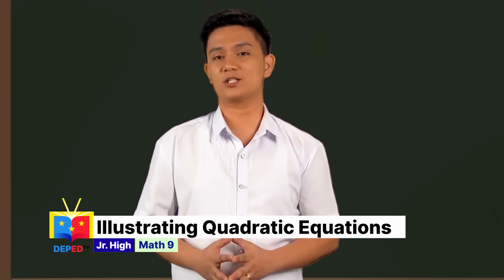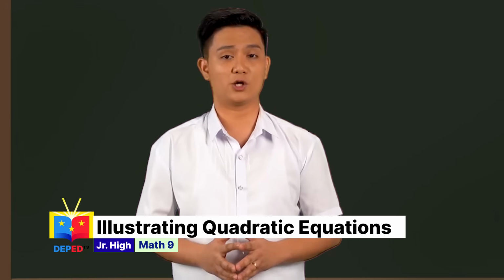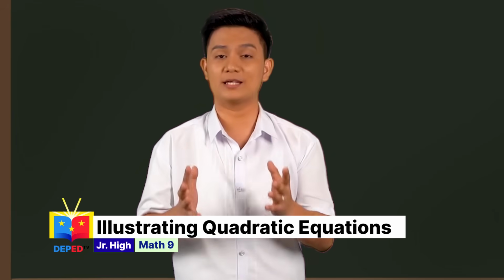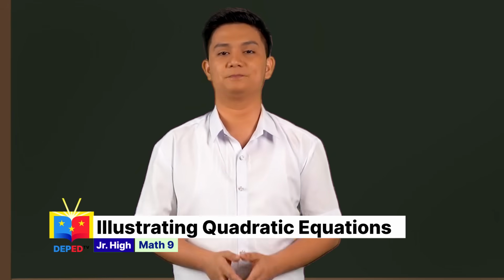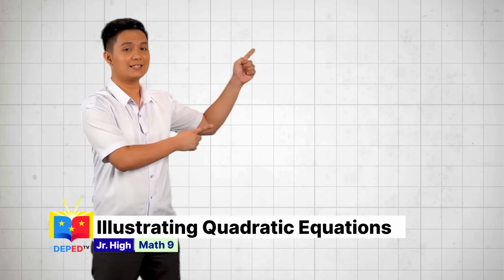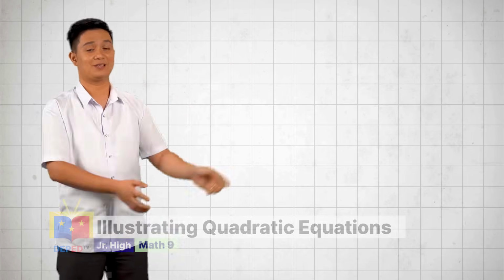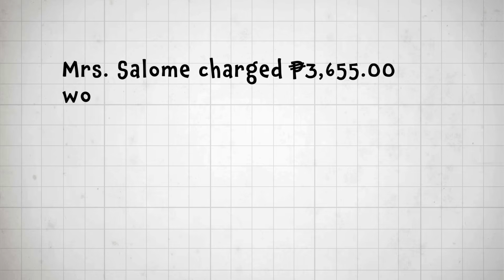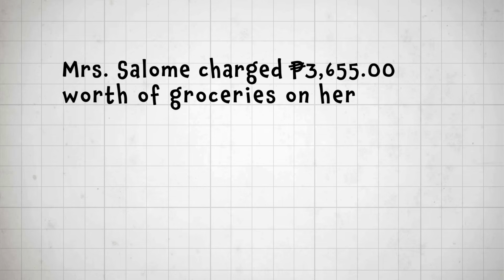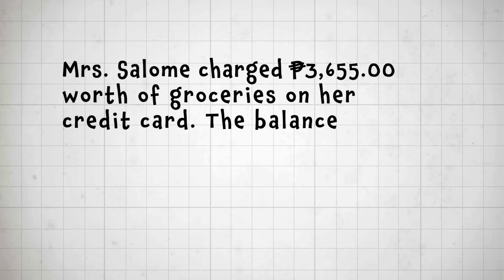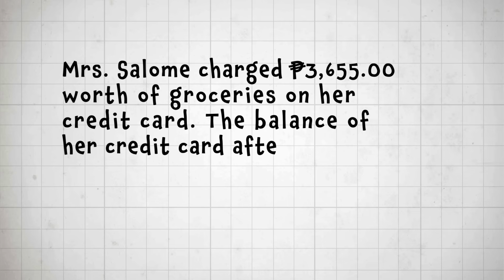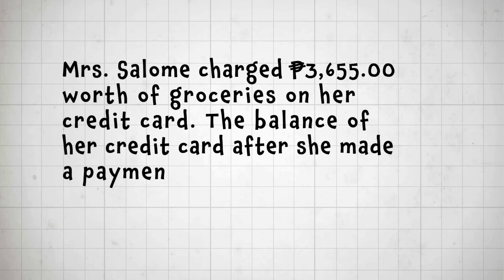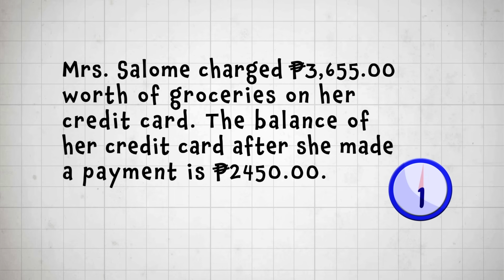Represent each situation using an equation to determine if it illustrates a quadratic equation. Item number 1, let's read it all together. Mrs. Salome charged 3,655 pesos worth of groceries on her credit card. The balance of her credit card after she made the payment is 2,450 pesos. For 30 seconds, let's do this.